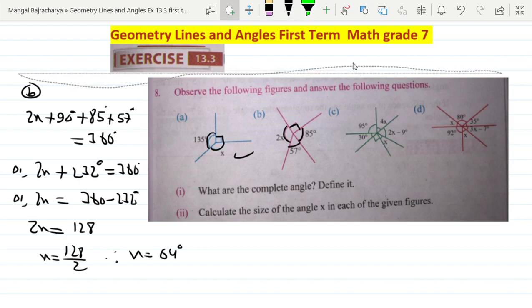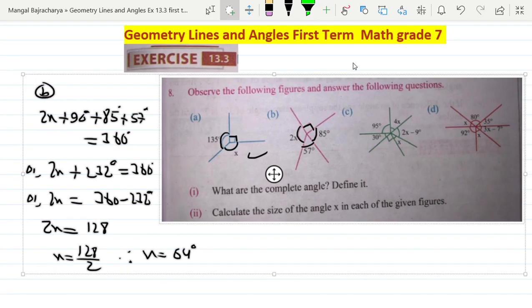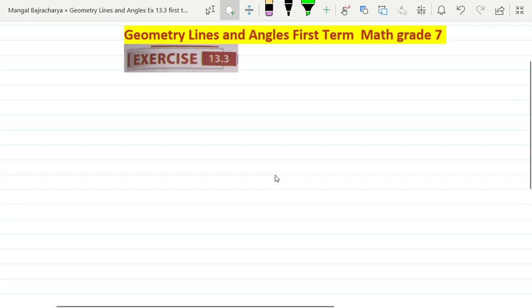So for that I erase this first. Okay, number 9 now. So we're here in number 9. Okay, let's see.